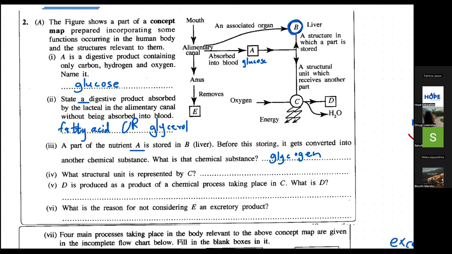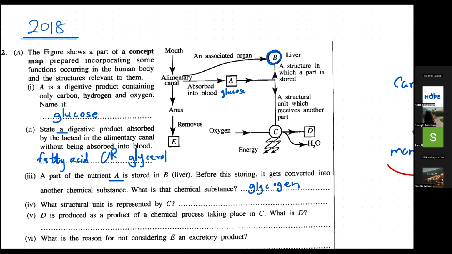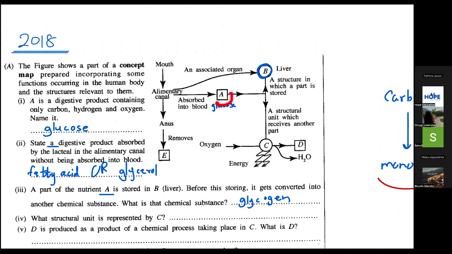What structural unit is represented by C? So what did you write for that? Yeah. A part of the glucose, that means excess glucose, no? Excess glucose is converted to glycogen and stored in the liver. But mainly, what does glucose do? Where does glucose produce energy?